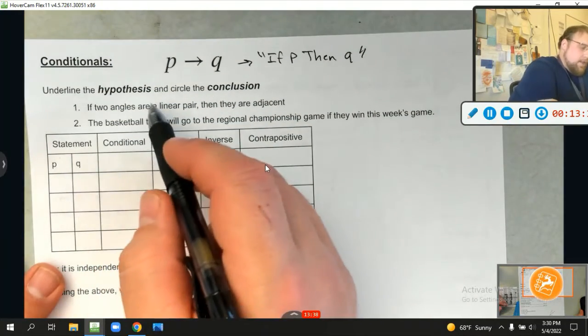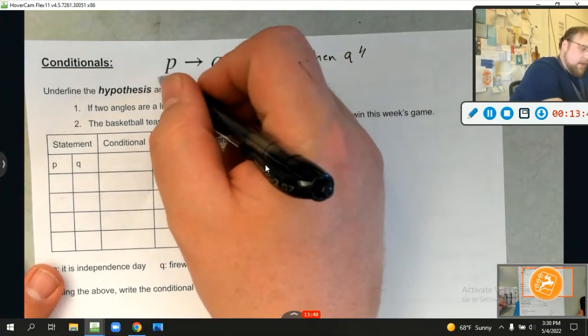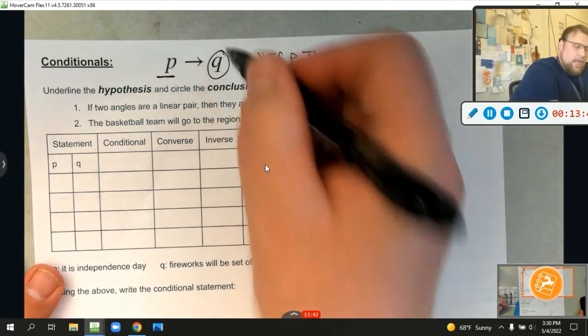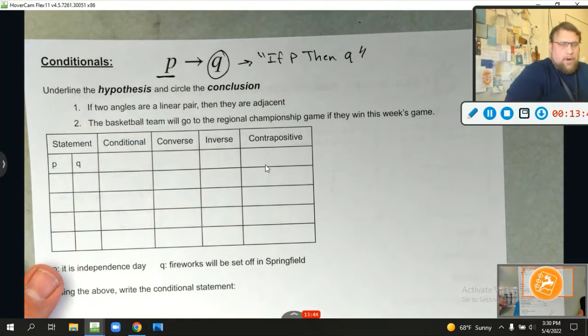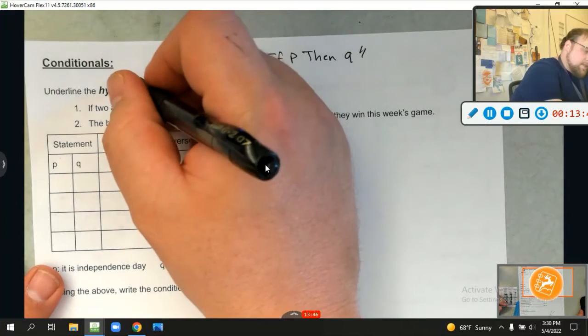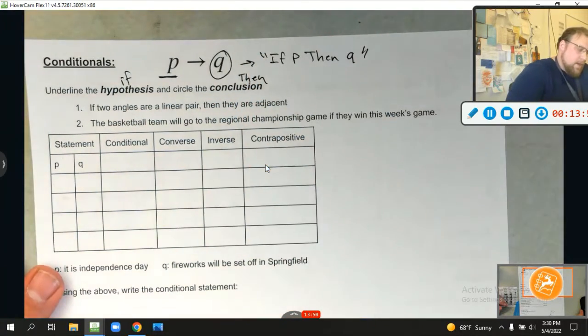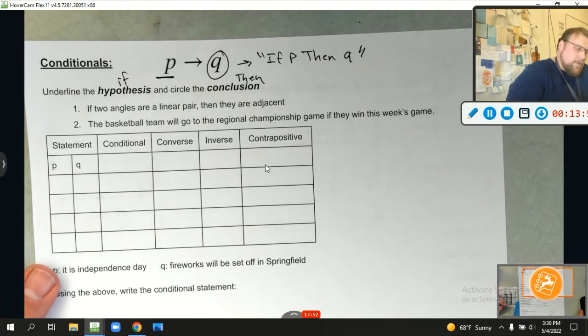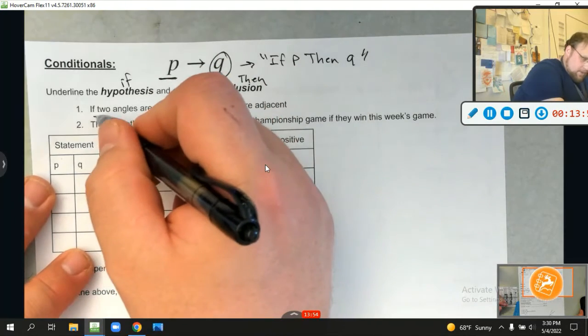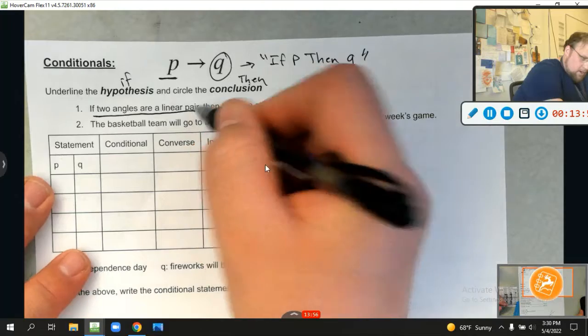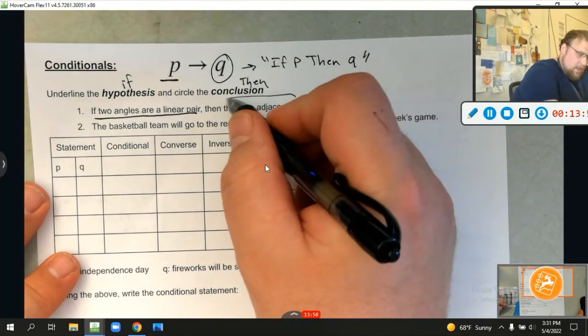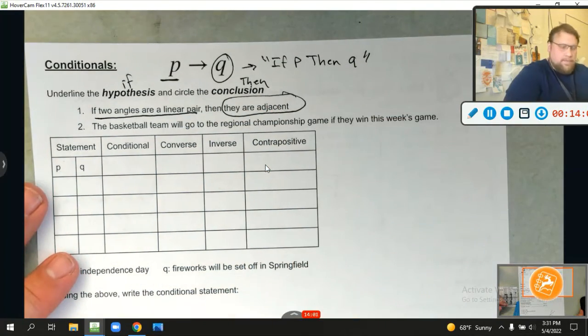And it says to underline the hypothesis and circle the conclusion. We start with the hypothesis, we end with the conclusion. All right? So the hypothesis is the if part, and the conclusion is the then part. So if two angles are a linear pair, then they are adjacent.